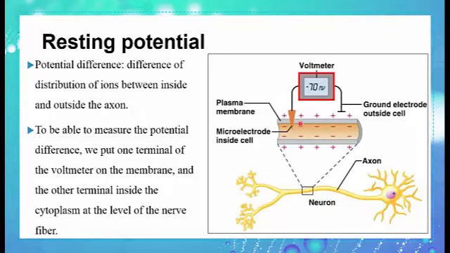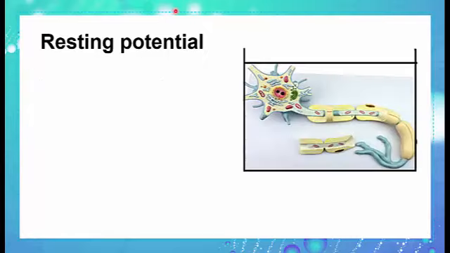We have to insert one electrode inside the axon and another one outside the axon. If we insert both electrodes in the same medium, the result will be 0, because the difference between 2 points in the same medium is always 0. The voltmeter gave us minus 70 millivolts. This neuron is at rest, so this value corresponds to the resting potential.